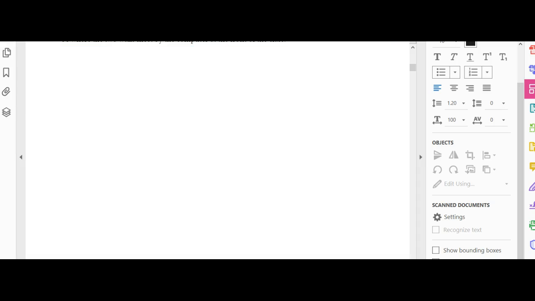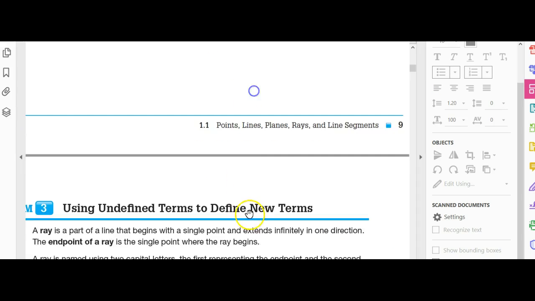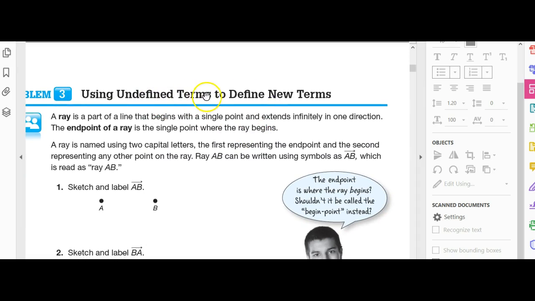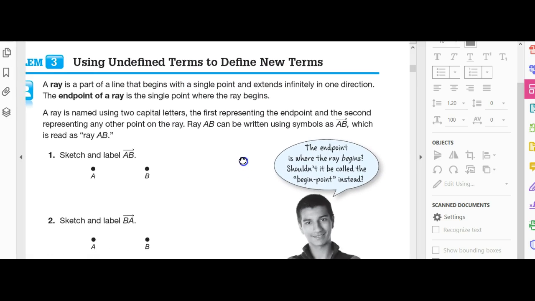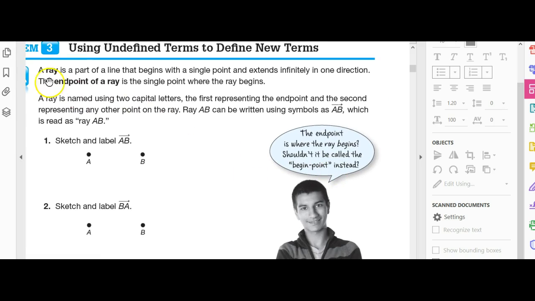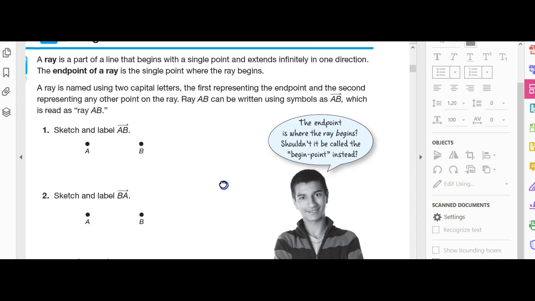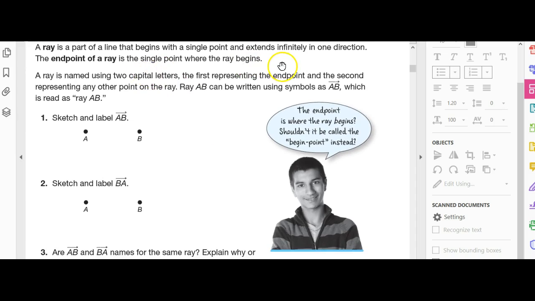Right, let's keep moving here. All right, so it says use undefined terms to define new terms. So here we go. A ray is a part of a line that begins with a single point and extends infinitely in one direction. So the endpoint of a ray is the single point where the ray begins. A ray is named using two capital letters, the first representing the endpoint and the second representing any other point on the ray. So we've got a couple new objects. We have an endpoint of a ray, and we have the ray itself.